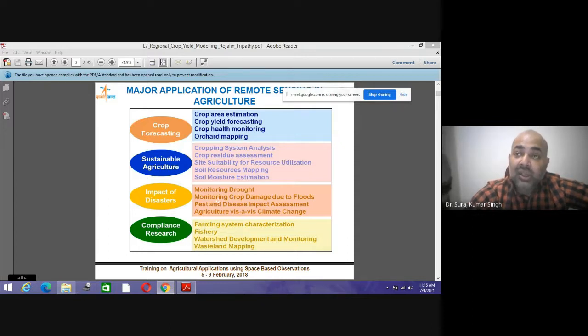So in order to deny that claim, you must have a scientific justification. At that point of time, remote sensing and GIS helps you to identify the areas which were severely affected. Apart from that, we can also do various kinds of pest and disease impact assessment studies. Then agriculture vis-a-vis climate change. Then I've already stated. Then at large compliance research like farming system characterization, fishery, watershed development and monitoring that we are regularly studying. And finally, wasteland mapping.